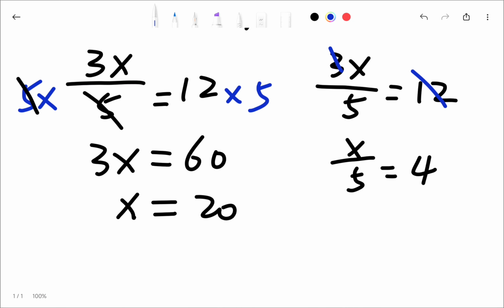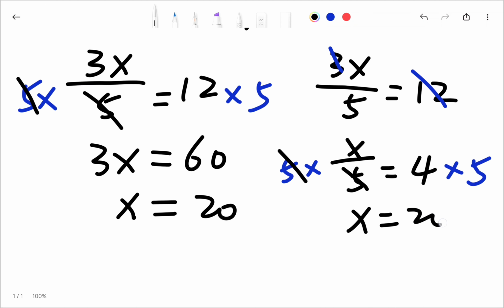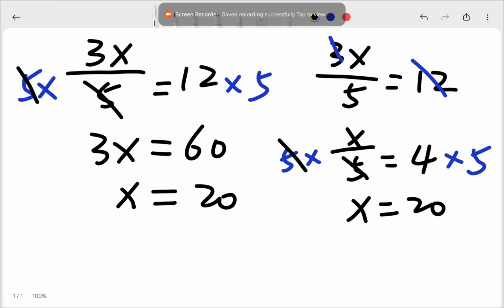Let's keep practicing. To get rid of this denominator 5, let's multiply everything with 5. Again, 5 and 5 cancel each other out. And we get the same answer as before. I highly recommend the second method because it produces a question with much smaller numbers and it's much easier to deal with than the original one. Are you ready for one last example?